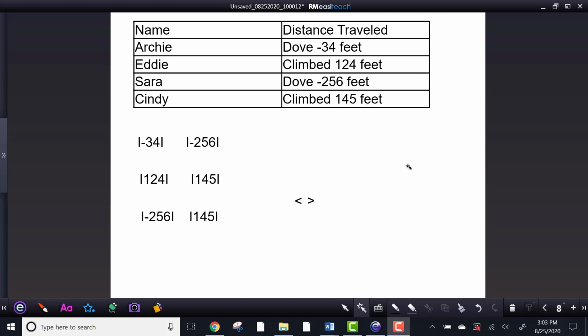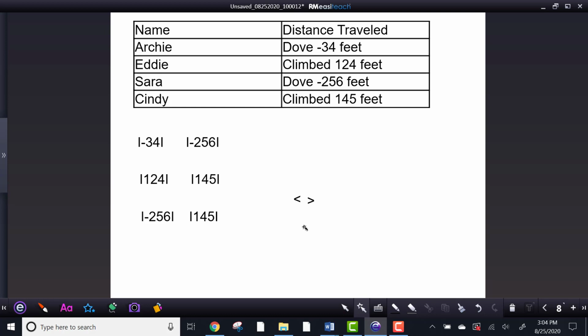Now let's say we wanted to compare the distance traveled amongst these different people. So we can see that Archie dove 34 feet, and we know that Sarah dove 256 feet, both represented by negative numbers. However, if we're comparing the amount of feet traveled by these two different people, we can see that the absolute value of negative 34 would be less than the absolute value of negative 256. Absolute value of negative 34 is 34. Absolute value of negative 256 is 256. Once again, with a negative number, you just drop that negative symbol and that is the absolute value.